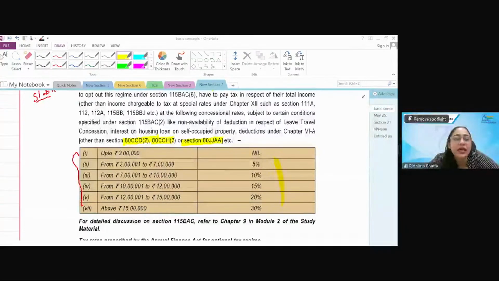Next, 13 lakhs पे कितना tax है guys? Thirteen lakh, 13.